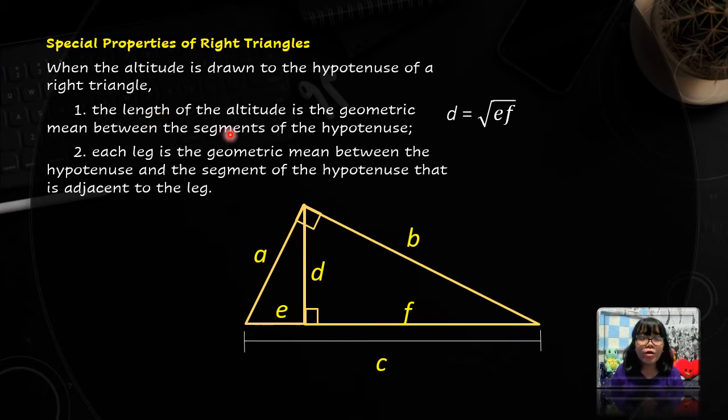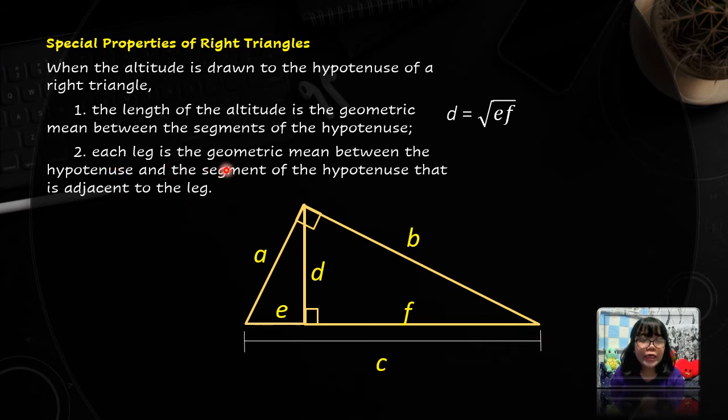Now, if you are going to get the measurement or the length of this altitude, then you need to get the square root of the product of these two segments here. So that is what we mean by geometric mean. So it is the square root of the product of E and F. And this E and F are the segments formed after your altitude is drawn from your right triangle going to the opposite side, which is your hypotenuse.